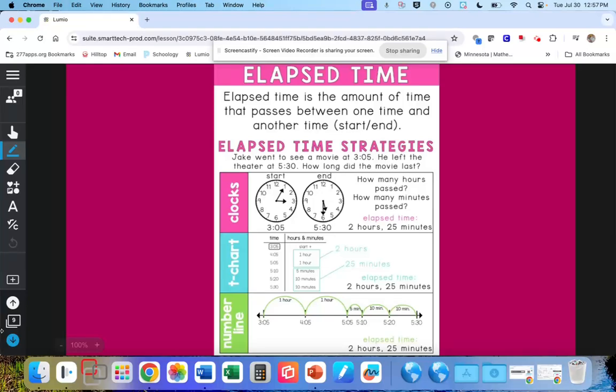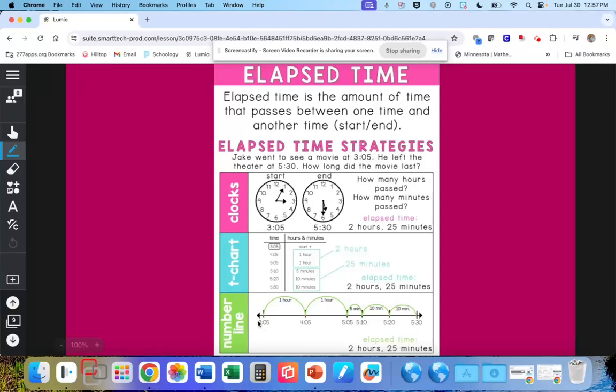There are some different ways you can tackle this. You can tackle it by just looking at clocks and working your way around them. You could work on a T chart where you have your start time and you get to your end time, adding your hours and minutes into it. And then the number line kind of does the same thing.